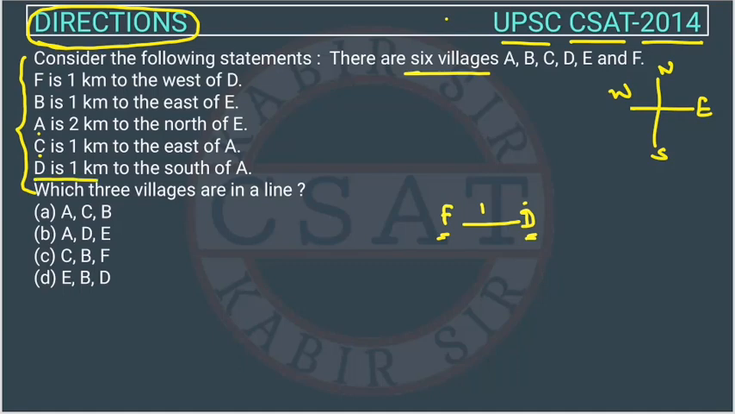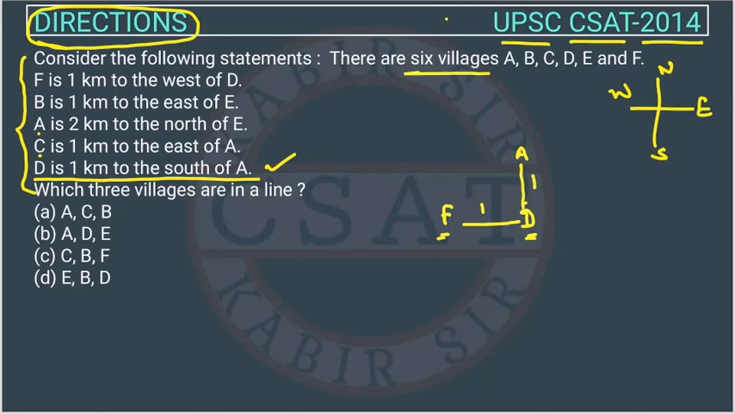Now in this statement, D is 1 kilometer. This statement is useful because D is here and we have already drawn D. D is 1 kilometer to the south of, so D is on the south of whose? A. So A will be somewhere here because D is in the south. So this is also 1 kilometer, right?